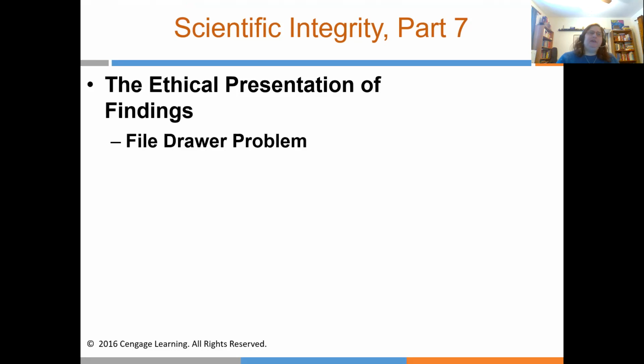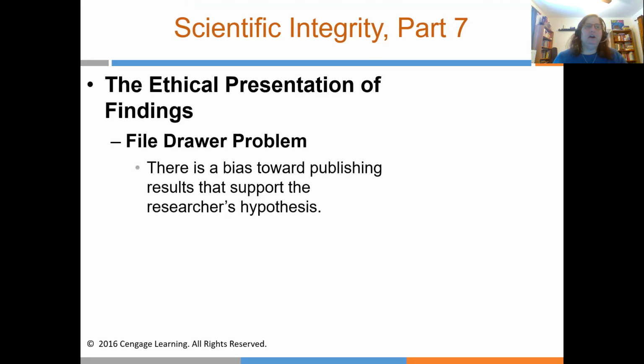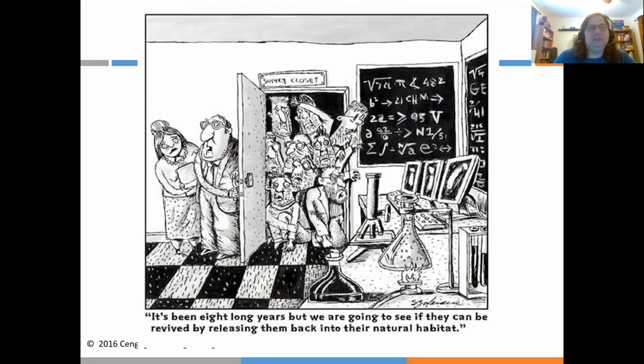And then we have the file drawer problem. I don't know if you've heard of this one, but this is what we talked about, where a lot of non-significant findings don't get published. Maybe you don't try and pursue anything that doesn't fit your theory. Like I said, there's a bias towards publishing results that support the hypothesis. So in the supply closet, we see all these non-significant or non-supportive findings.